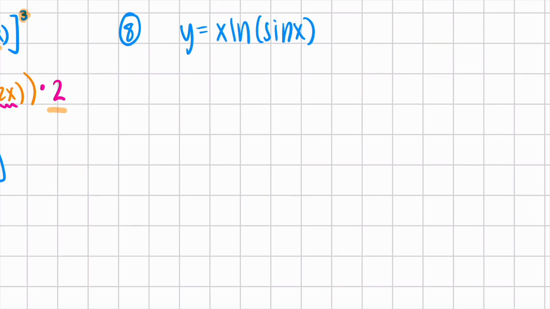Next, notice we have a product rule. So we could have chain rule inside of a product rule. So dy/dx. One of my functions is x. My other function is natural log of sine of x. So for my product rule, I'm going to start by taking the derivative of the first function. Derivative of x is 1. Leave the second function.